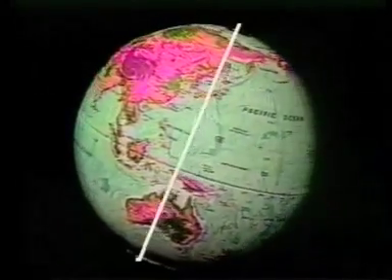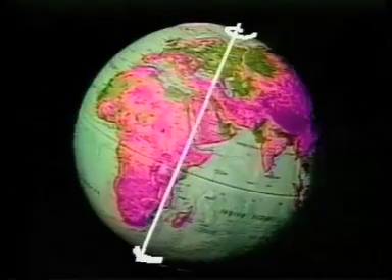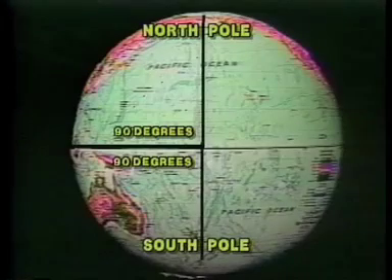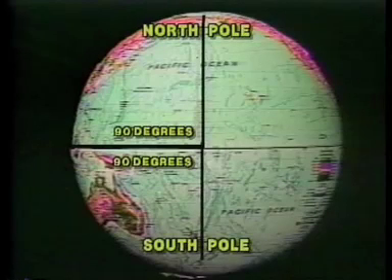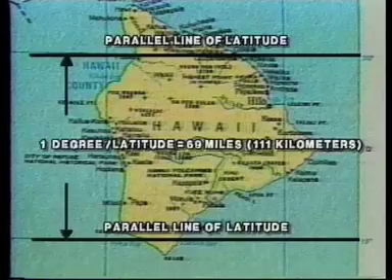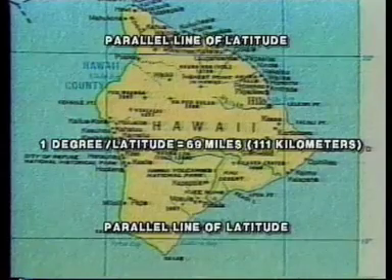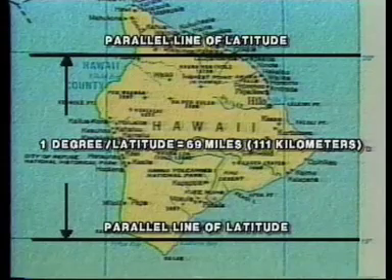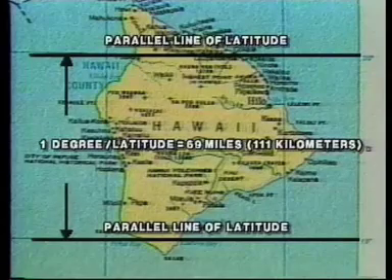The poles are at the ends of the axis of the Earth, which is an invisible line about which the Earth rotates or spins. Latitude lines measure 90 degrees north and south of the equator, with the North Pole being 90 degrees north latitude and the South Pole being labeled 90 degrees south latitude. Because lines of latitude are always an equal distance from the equator and from each other, they are known as parallels. Each degree of latitude is about 69 miles, or 111 kilometers.